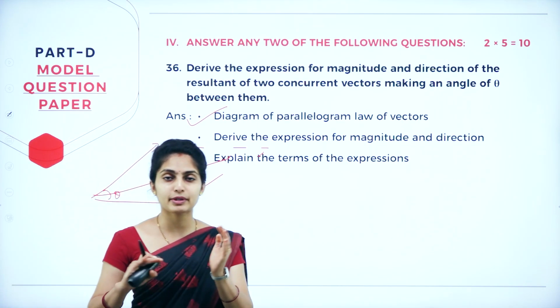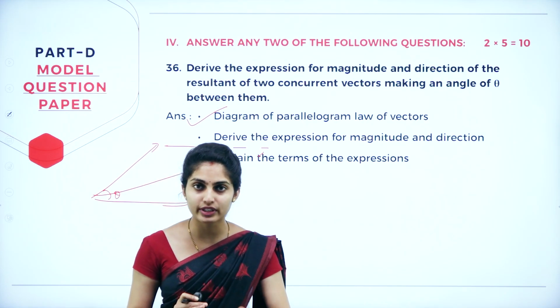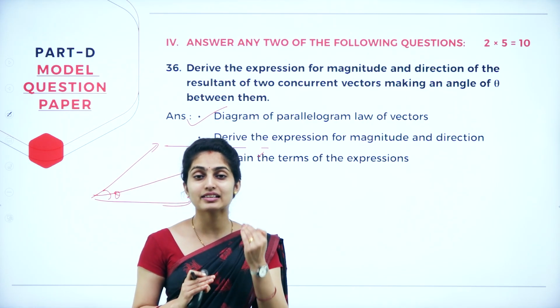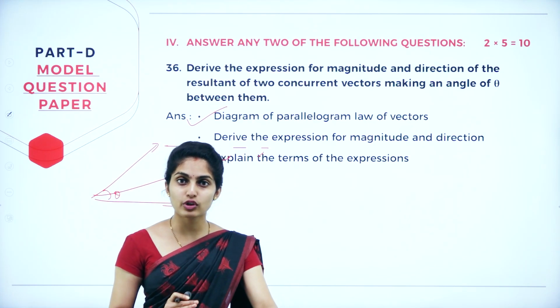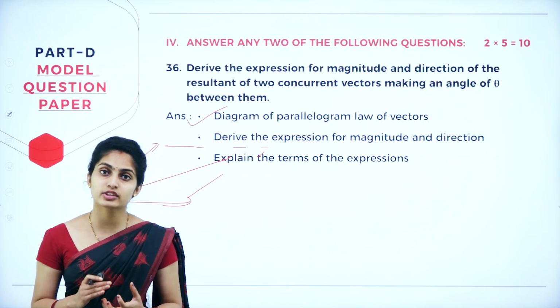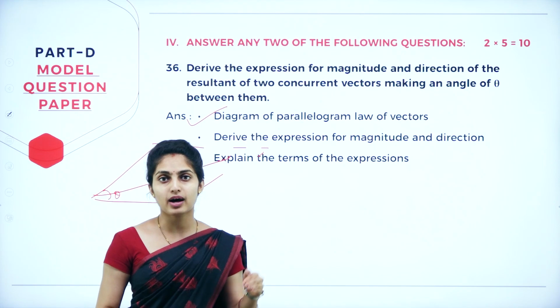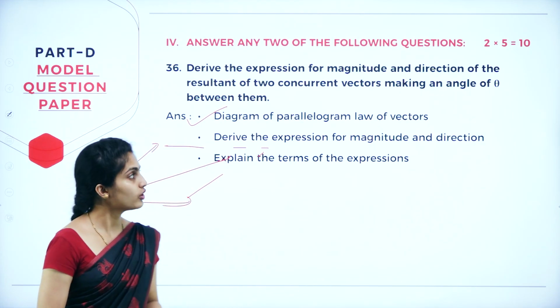A few marks, 1 or 2, will be for the diagram, and the steps whatever you write there will carry certain marks, and for the final answer it is 1 mark, and explaining the terms of the expression also will carry marks. So this is how the distribution of marks goes.